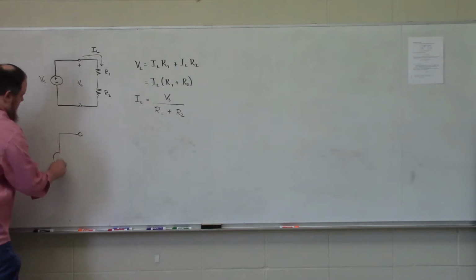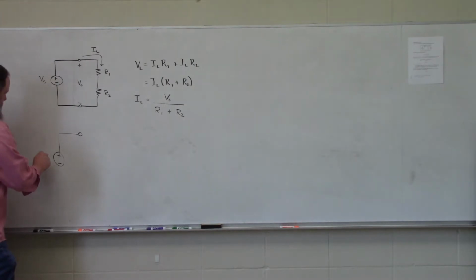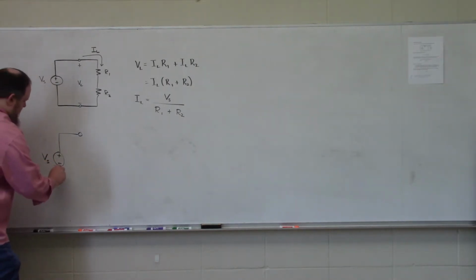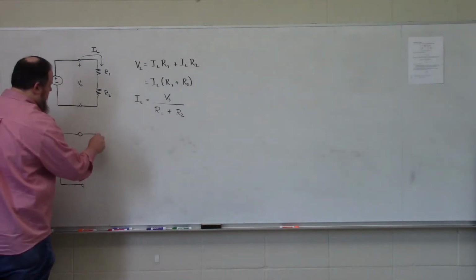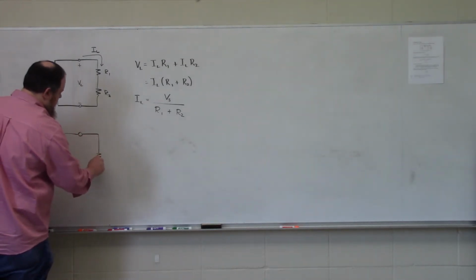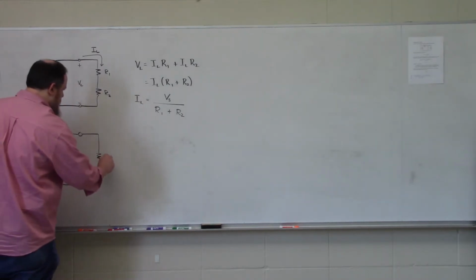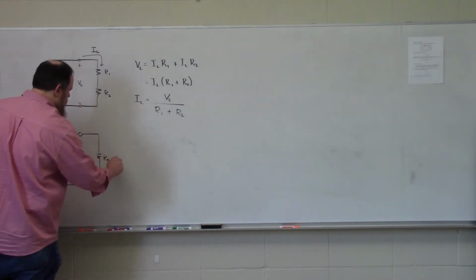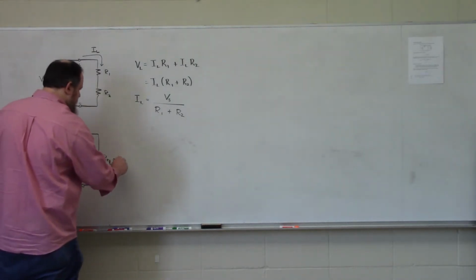Now, from the perspective of this voltage source Vs, we could redraw this circuit as an electrical equivalent circuit containing an equivalent resistance, Req. So we have our exact same voltage source, but instead we're going to connect a single resistor, Req, where Req is simply the sum of R1 plus R2.